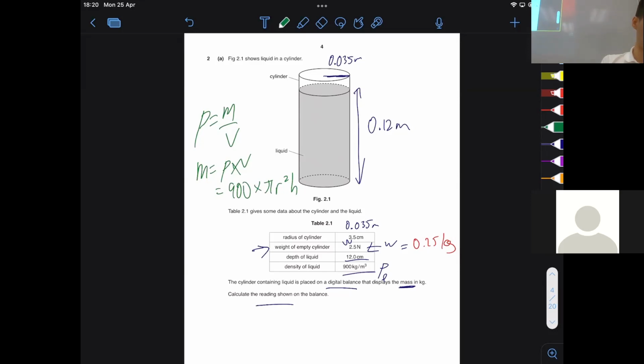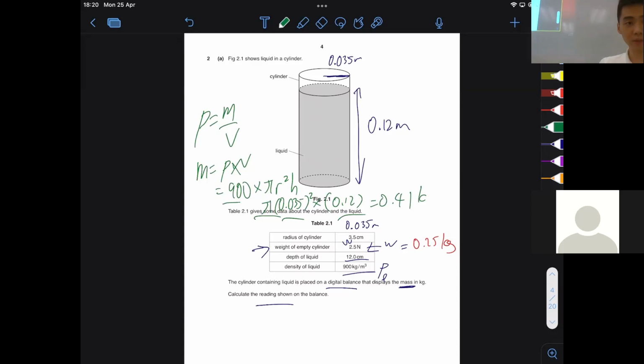So it's essentially going to be pi times your r, which is 0.035, you square it, times your h, which was 0.12, right? So press that all into the calculator, and you would have essentially found the mass, right? 900 times pi times 0.035 squared times 0.12. How much would that be? 0.41, whatever. 0.42.